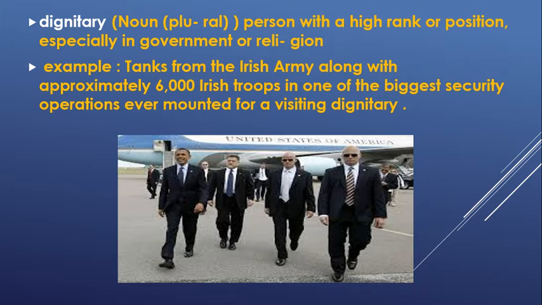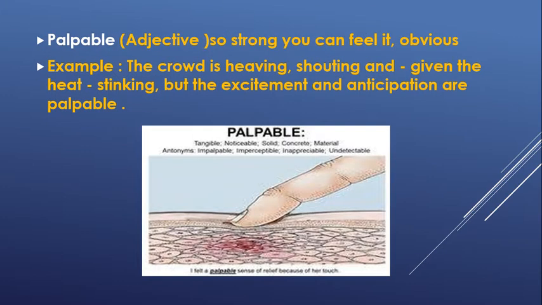So basically, we can understand that dignitaries are really important people, right? Right. Important political or religious figures. I see. All right, now our last word for language takeaway, palpable. When something is palpable, it's so strong you can feel it. Okay, so it's a very strong feeling. You can almost touch it. Yeah, like the excitement was palpable or the fear was palpable.